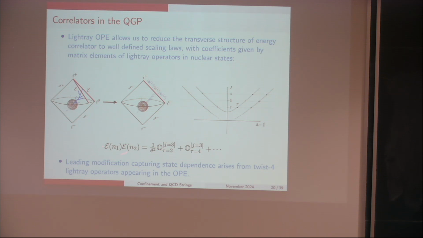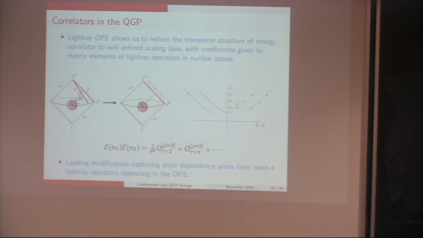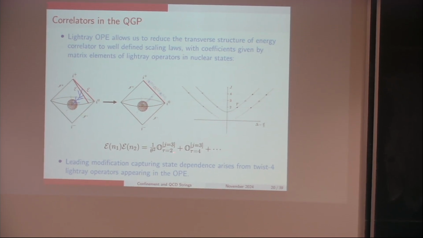These objects obey an operator product expansion, where you get the leading scaling coming from the twist-2 operators, and then you get higher and higher operators. In particular, I'll focus on the twist-4 operators, where the scaling is less divergent in theta. What we can understand is that the leading modification is captured by the presence of the twist-4 light-ray operators appearing in the OPE.